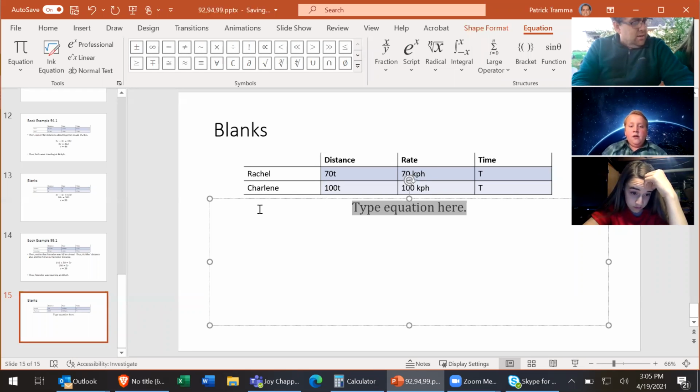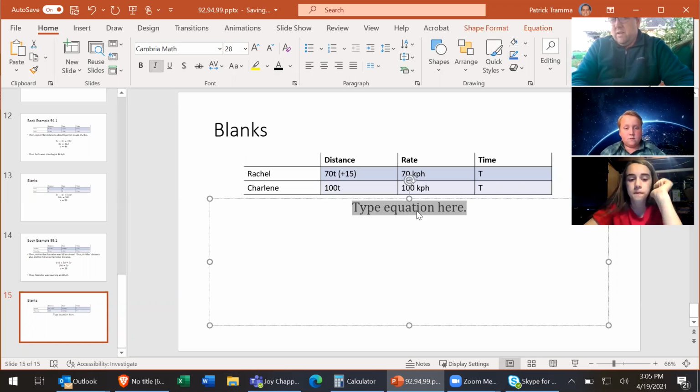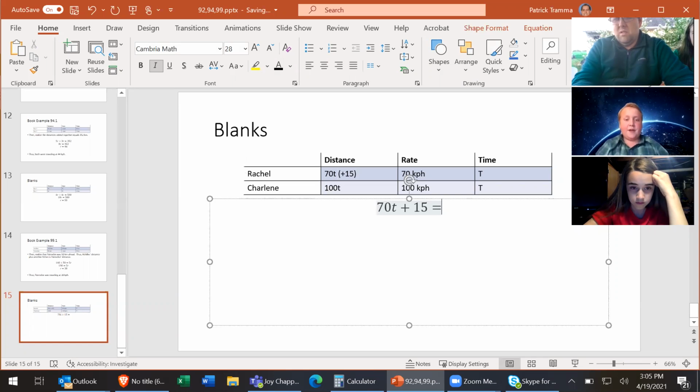So who had the head start? Rachel? So we'd add 15 to her distance, right? Yeah, you can put it up here even, plus 15. So that means 70t plus 15 equals... Wait, why would you add it to her distance? Because she had a 15-kilometer head start.